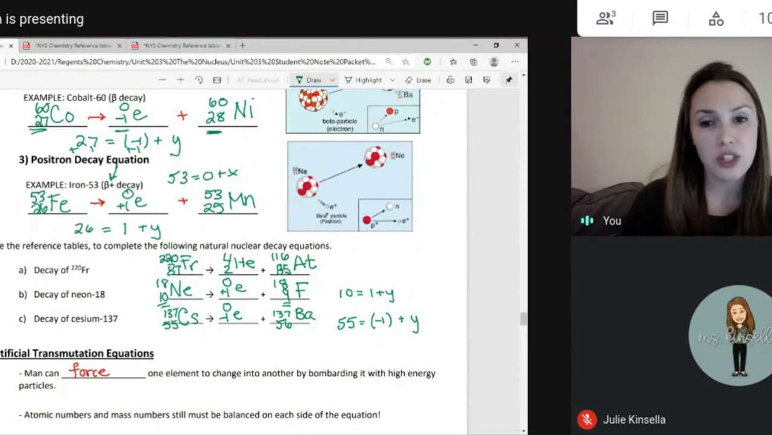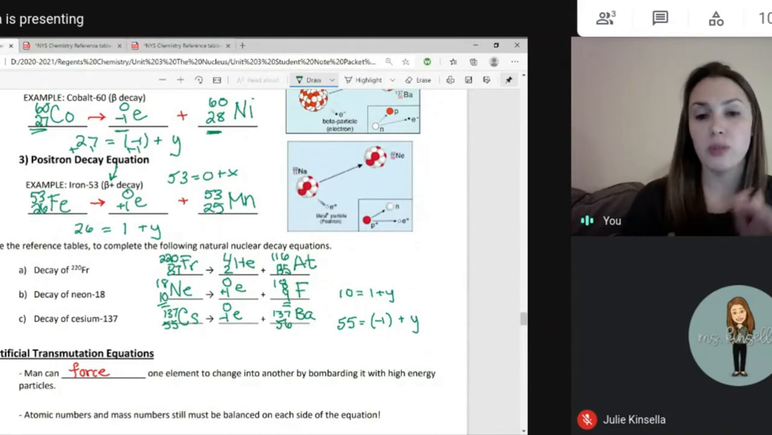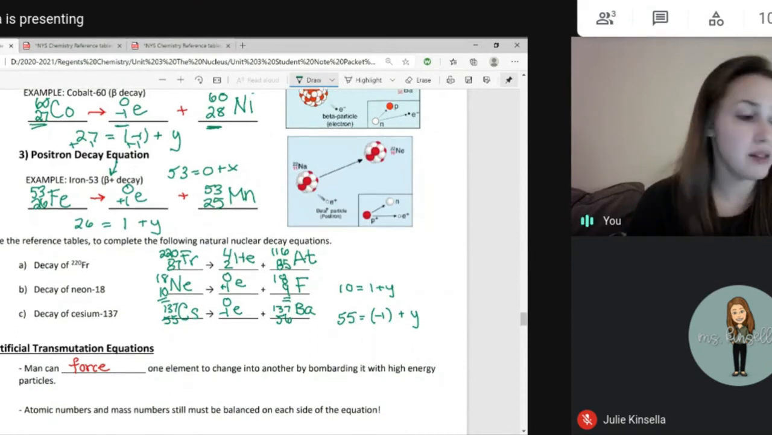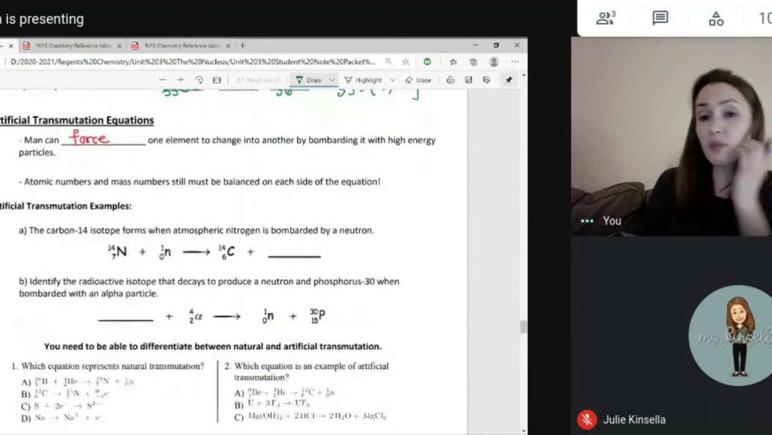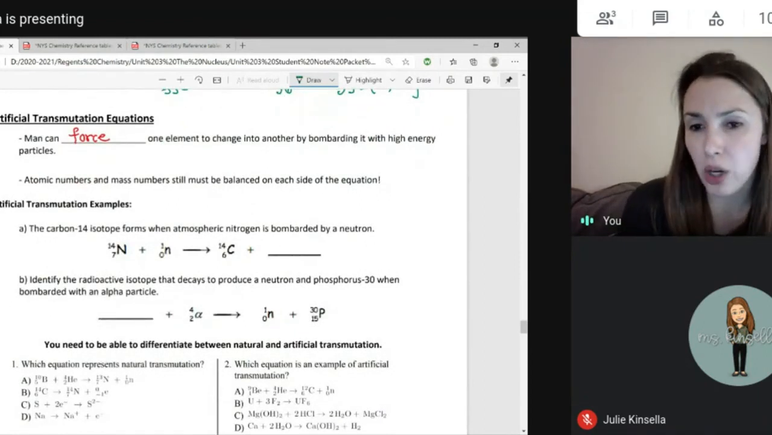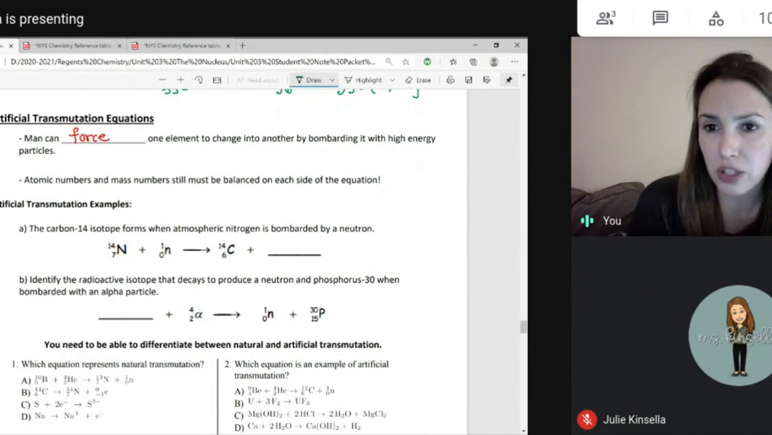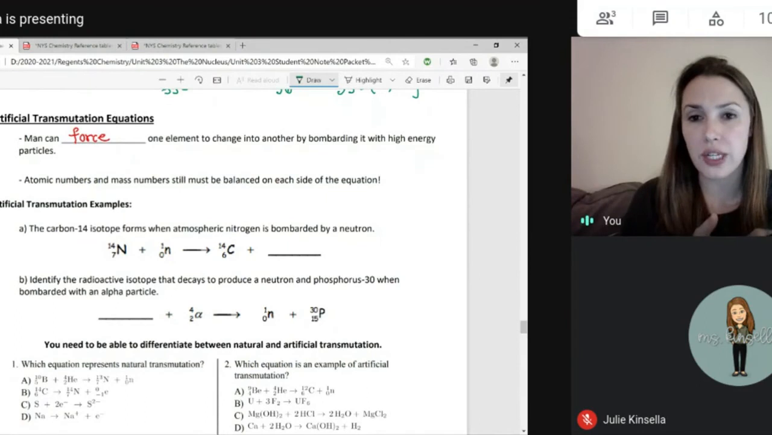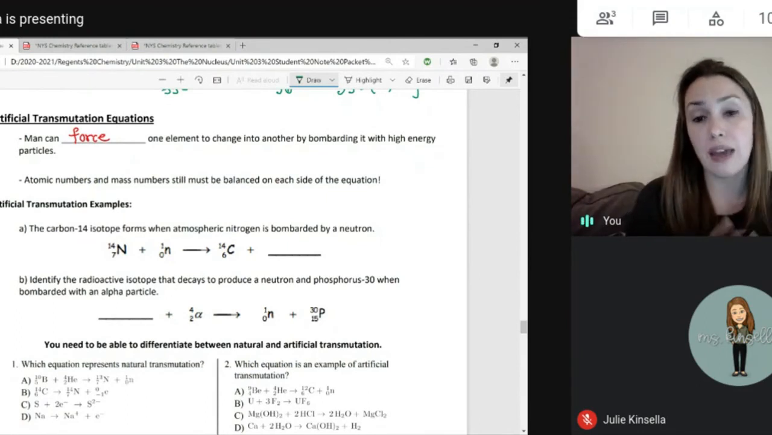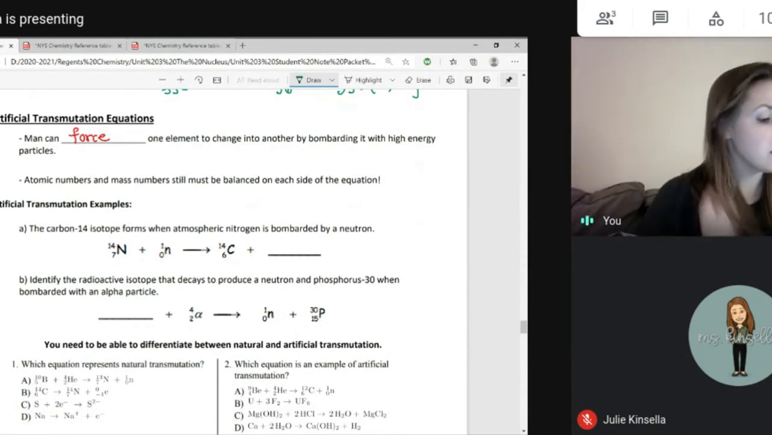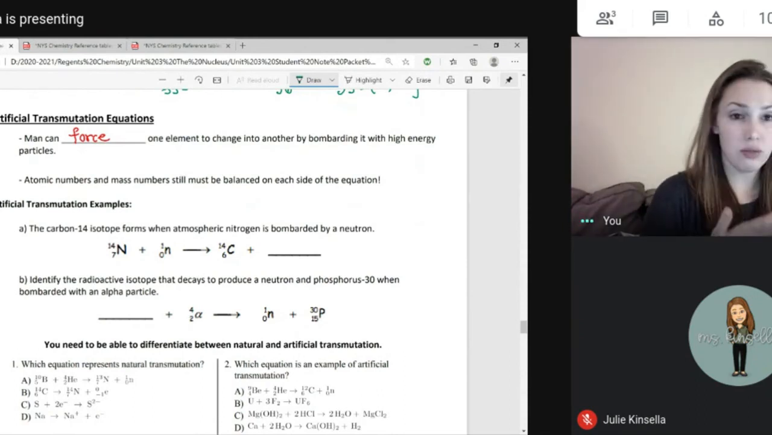So it's a lot of work in terms of using table N, table O, your periodic table, and being really careful with your math and making sure you're balancing mass and charge. For artificial transmutation, this is really just filling in the missing particle from an equation using the same strategies. So in this first example, and this artificial is, again, we're forcing the transmutation to occur with some high energy particle. So in A here, carbon-14 isotope forms when your nitrogen is bombarded with a neutron.